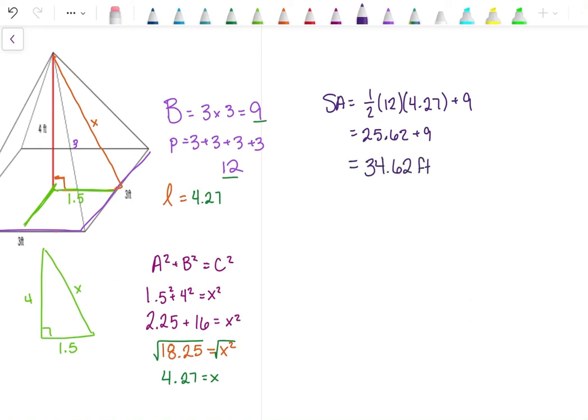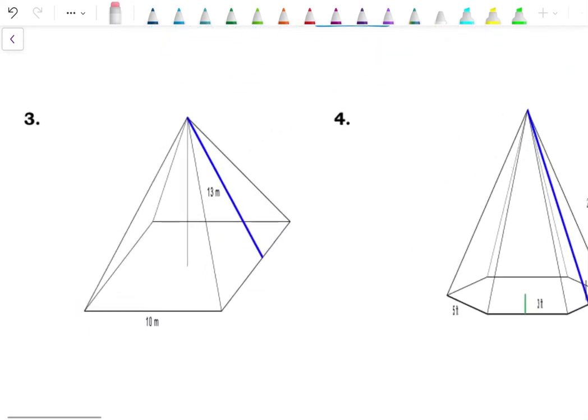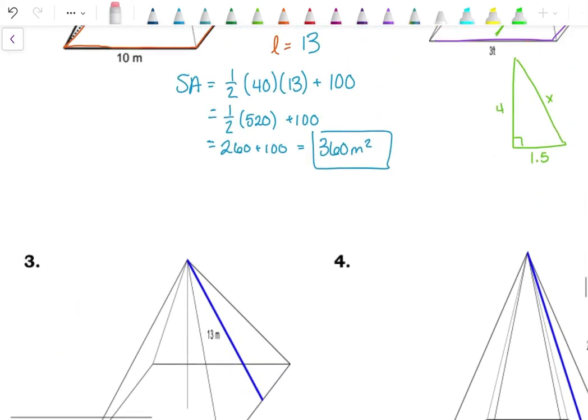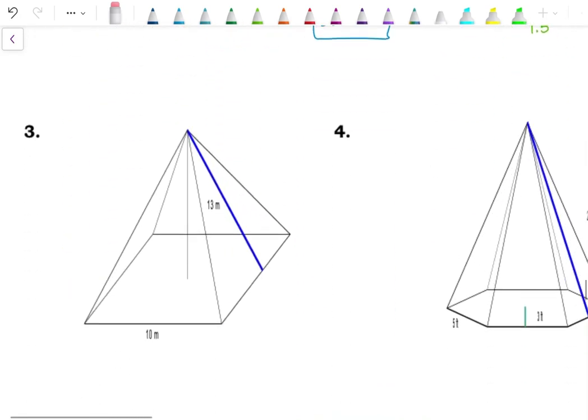This is in feet, not cubed again. It's still squared because we're dealing with area. 34.62 feet squared. So number 3 we're going to skip because it's the exact same as number 1. So we're going to move on to the next one.